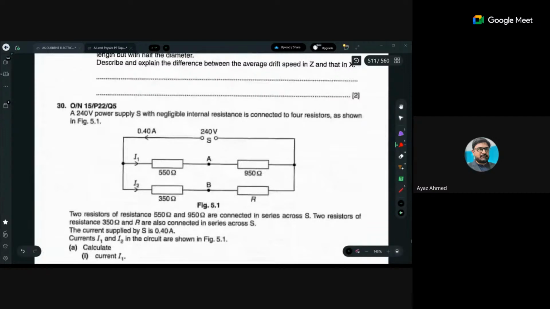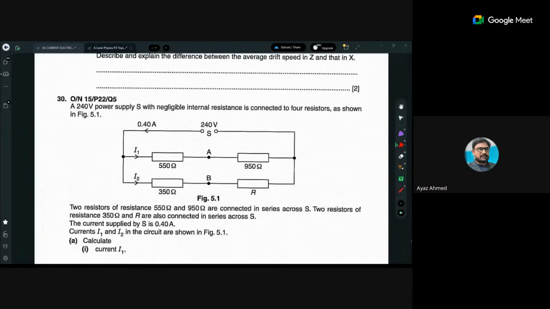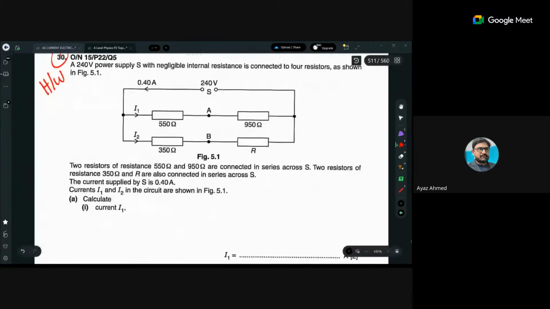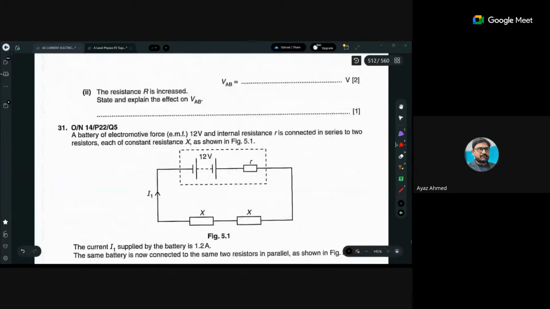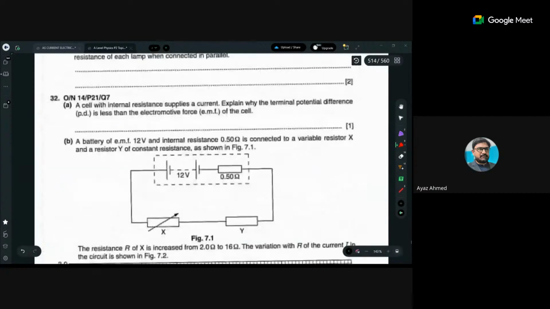In 16, entire 16 or not? Yeah, this question, sorry, question number 30. Because we just did the same type of question. So question number 30 can be added to your homework. That's it. Okay?